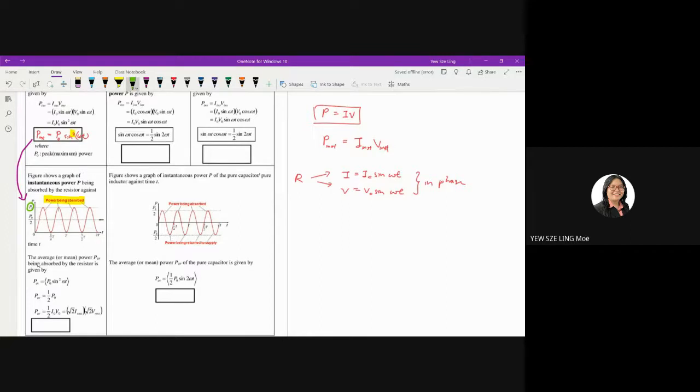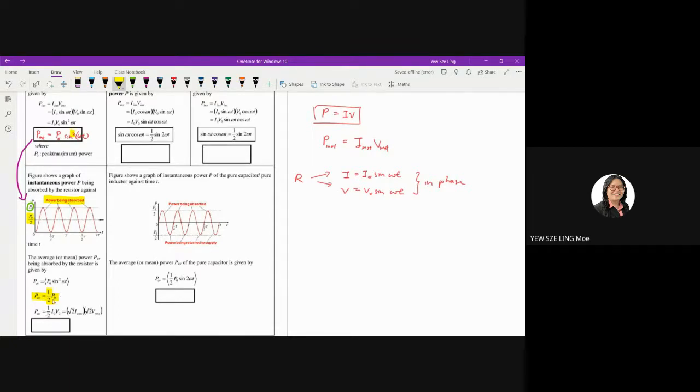So the average power being absorbed by the resistor is given by P average equals, now you're going to calculate the average value. According to the graph given, the average is P naught over 2, in the middle, between maximum and minimum. Therefore, average power is half of the peak value in your pure R circuit.